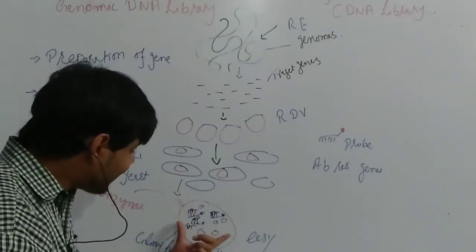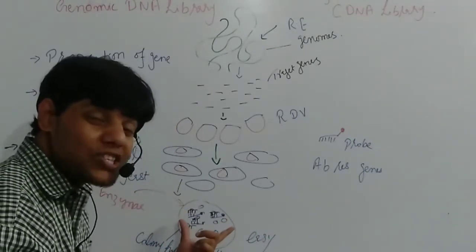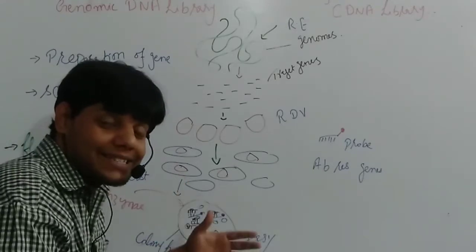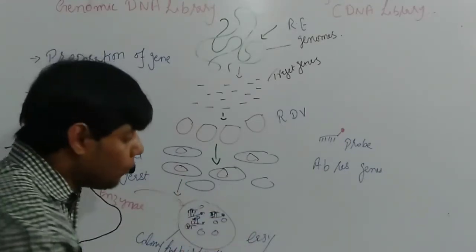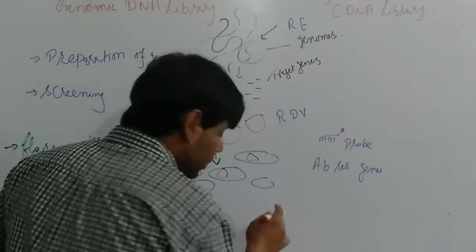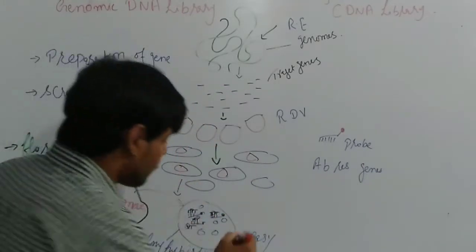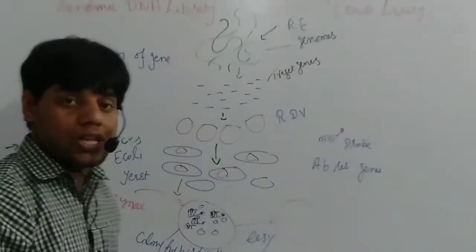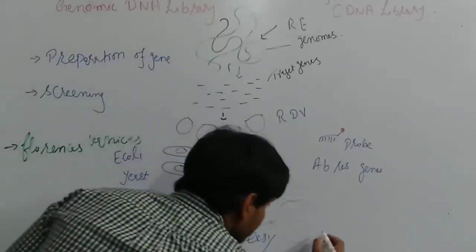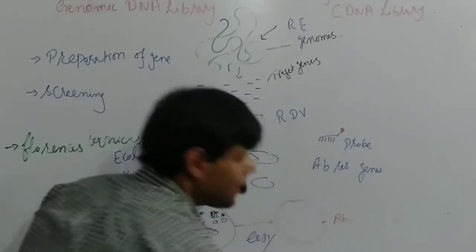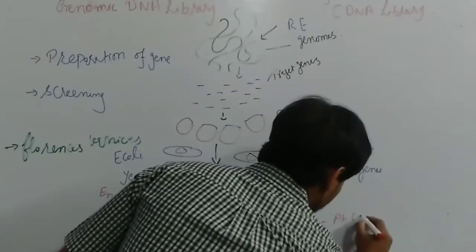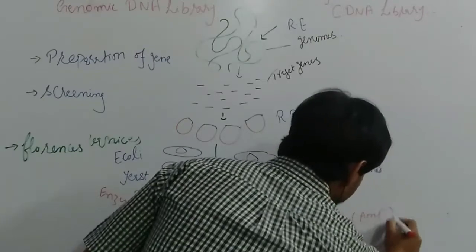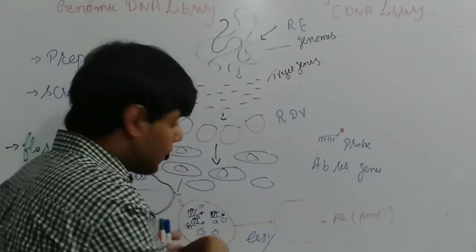Once we get the colonies, we don't know which colonies have exactly our gene of interest, so we make another plate for the identification of our gene of interest. Let's say this red plate contains antibiotic, in this case ampicillin. So we loaded our bacteria onto that plate.